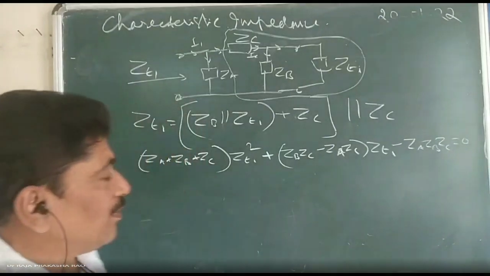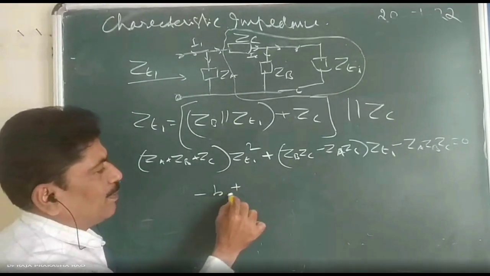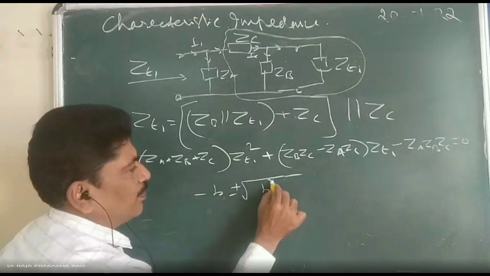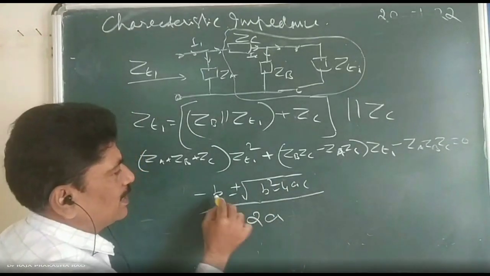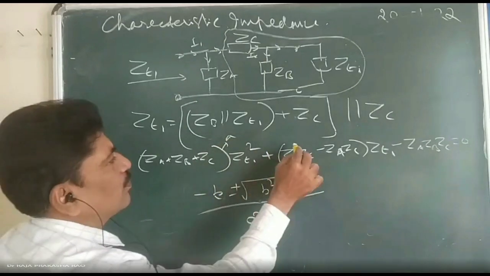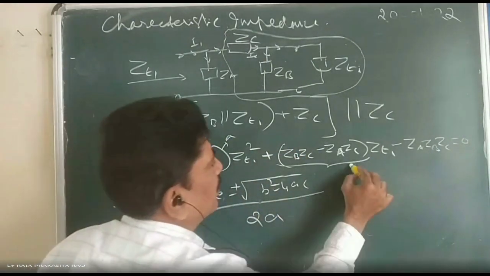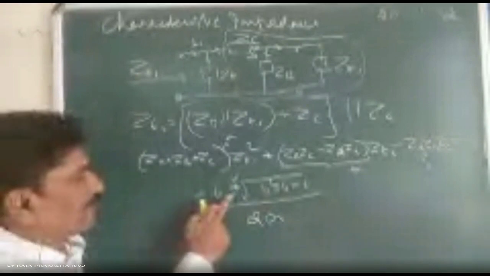What is the formula for a quadratic equation? That is minus b plus or minus root of b square minus 4ac by 2a. This one is a, this one is b, and this is c. You have to consider only the plus sign. Why? Because the impedances cannot be negative. So consider only the plus sign.